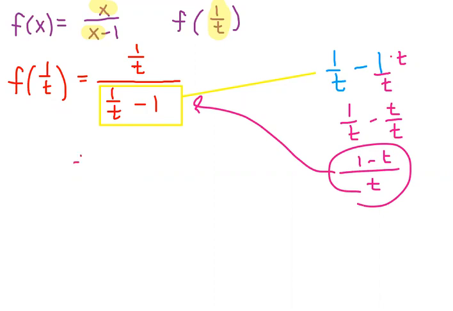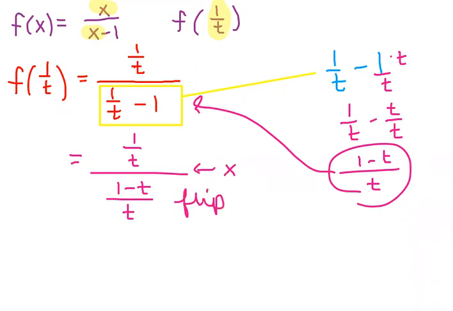So then we have 1 over t divided by 1 minus t over t. And what we can do now is take the division of this fraction, turn it into multiplication, and flip and use the reciprocal of our denominator. So what that would look like is 1 over t times t over 1 minus t.